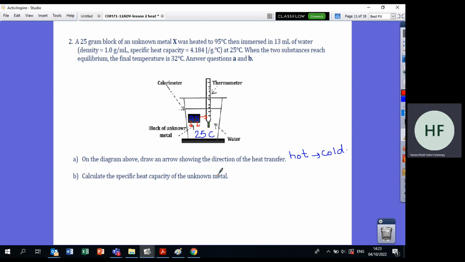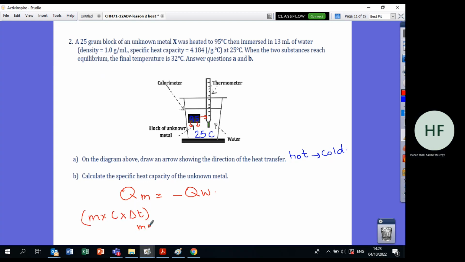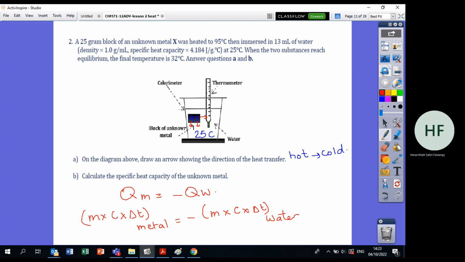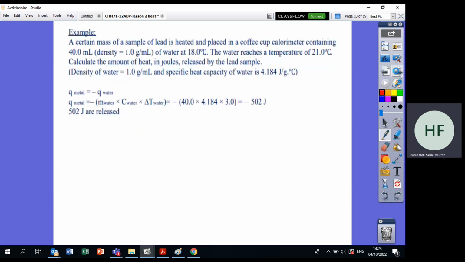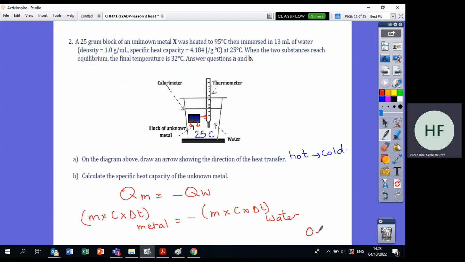Calculate the specific heat of the unknown metal. Same as what we've done. You will do Q of metal equals minus Q of water. M times C times delta T for metal is equal to minus M times C times delta T of water. And then you will do the calculation and find the specific heat. I think it will be 0.2. Let me see. 0.24. So the answer will be 0.24.